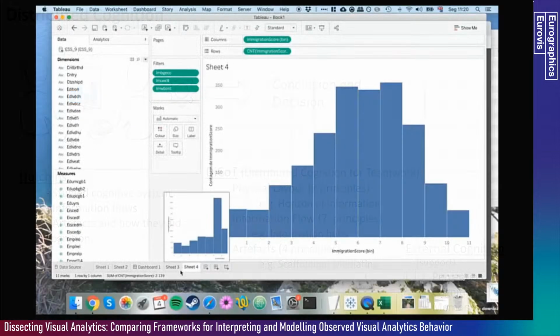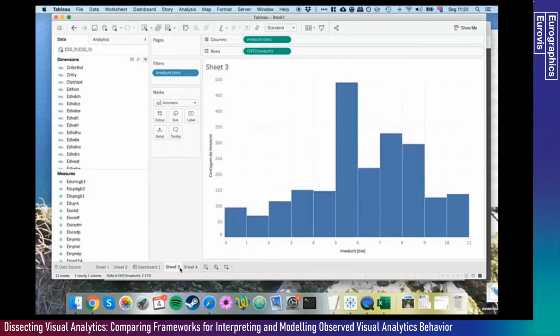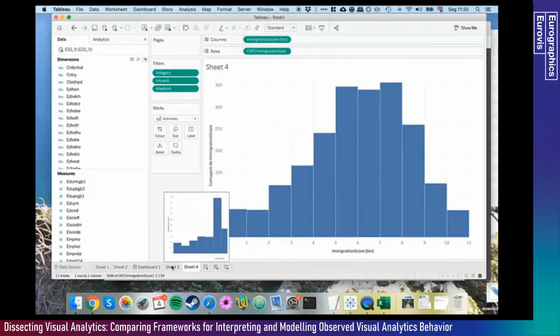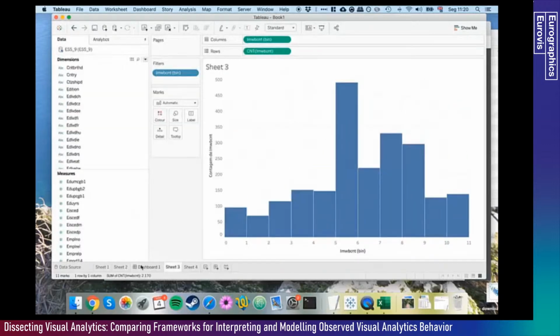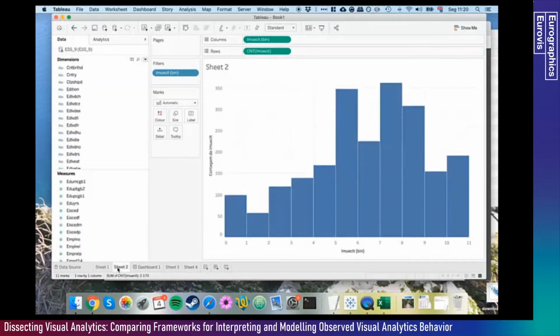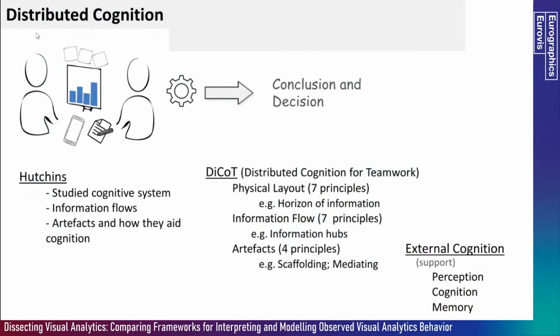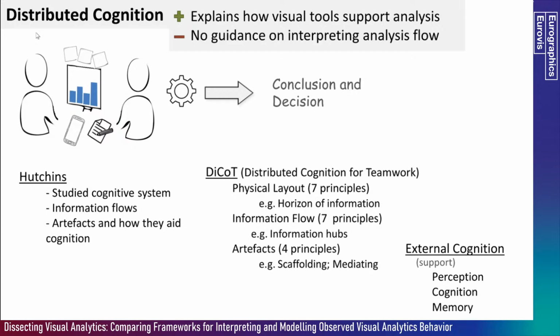For example, tabs in Tableau scaffold both memory, as analysts use them to trace their analysis and refer back when needed, but they also scaffold perception and cognition, because one can toggle back and forth between 2 tabs to compare things. So we found DC plus DiCoT plus EC, external cognition, to be quite strong at explaining how visual tools extend the user's cognition.